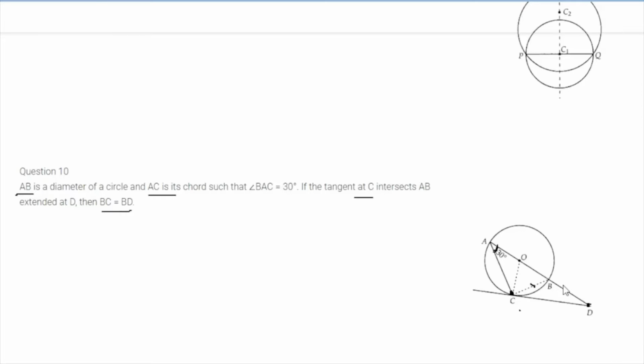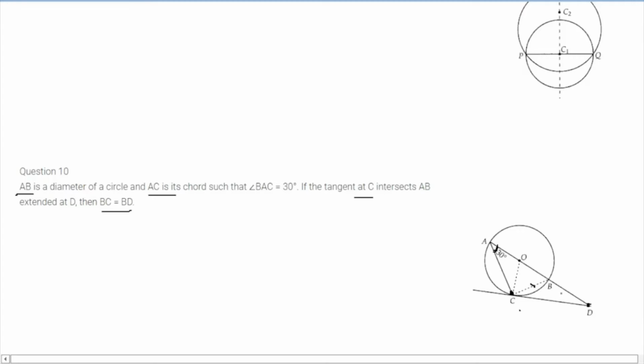So to prove this, if we prove that angle BCD and angle BDC are equal, then automatically BC will be equal to BD. It is given that angle OAC is 30 degrees. So what can we say about angle BCD?